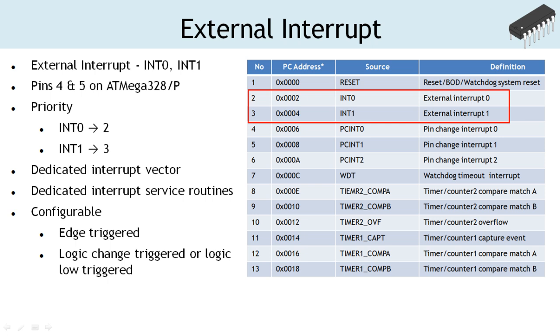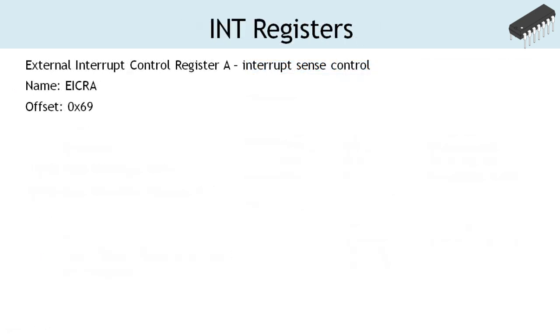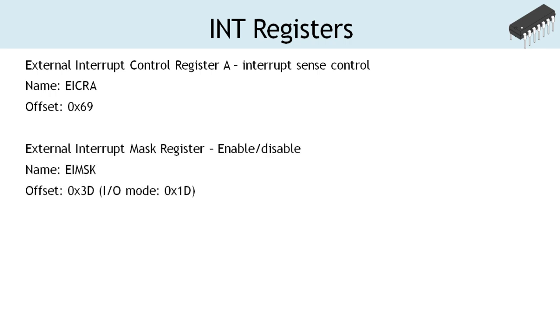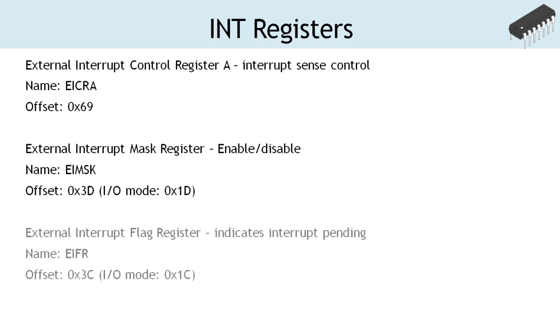The registers EICRA, that is External Interrupt Control Register A, EIMSK, that is External Interrupt Mask Register, and EIFR, that is External Interrupt Flag Register, are associated with the external interrupts. Let's look into the details and function of each register.